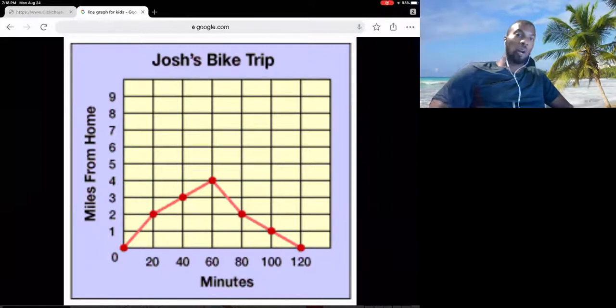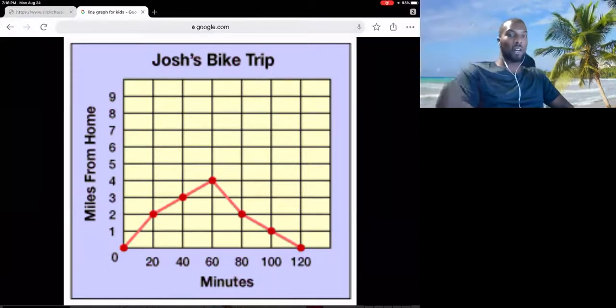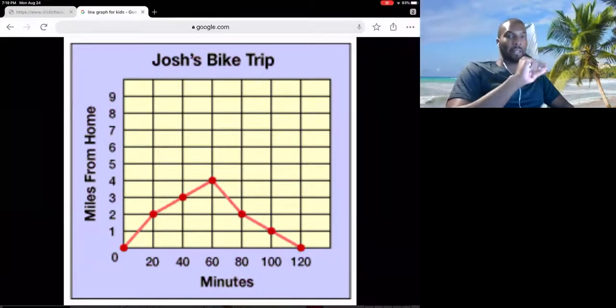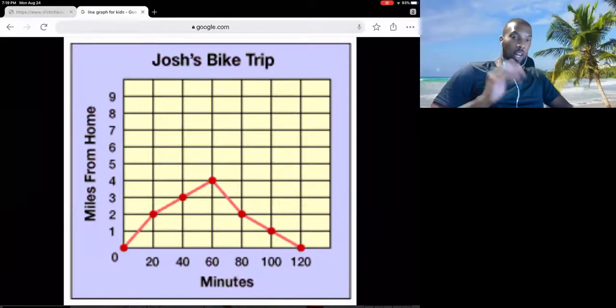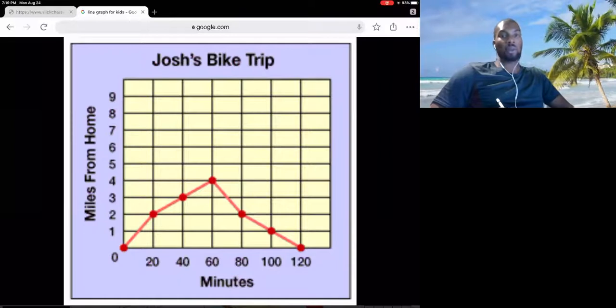How many miles from home is on the y-axis, right? So each minute interval he's counting tells you how far he was from home in miles. So when he started at 0 minutes, he was no miles away from home because he's at home. Then he rode for 20 minutes and he was 2 miles away from home. And then he rode for another 20 minutes to get to 40 total minutes, and then he was 3 miles away from home. And then he rode for another 20 minutes, and then he was 4 miles away from home.